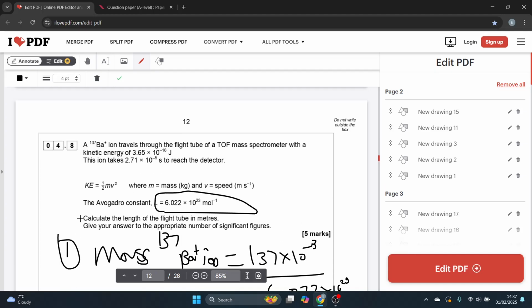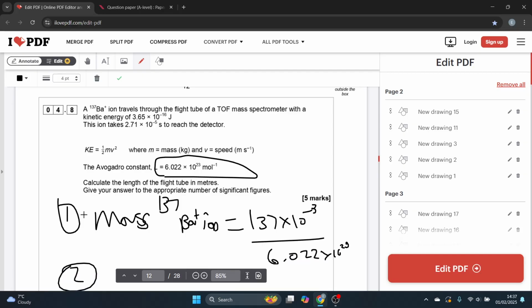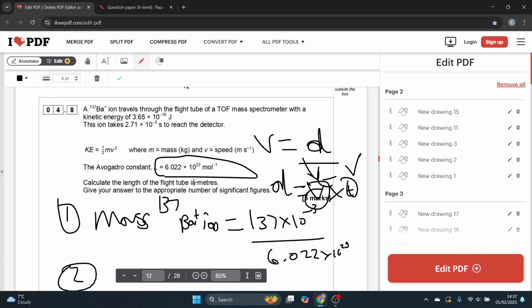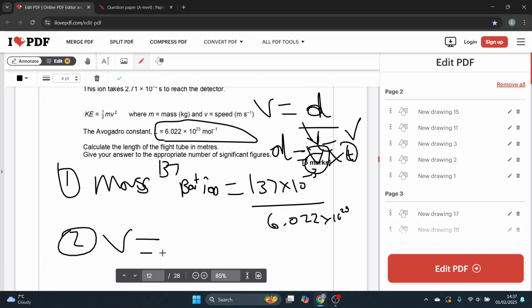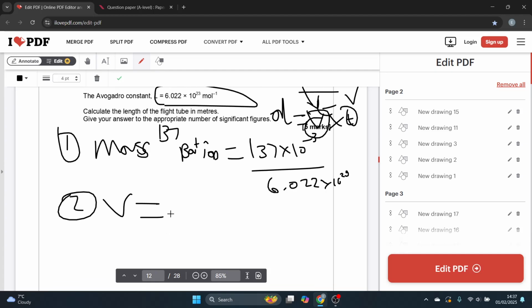Now I've got the mass, in order to find out the length of the flight tube, velocity is distance over time. Therefore, distance is velocity times time. So I need to find out the velocity. I've already got the time. So how do I find the velocity? Well, rearrange it: the velocity is the square root of 2KE divided by m.